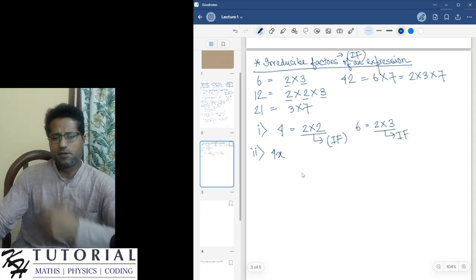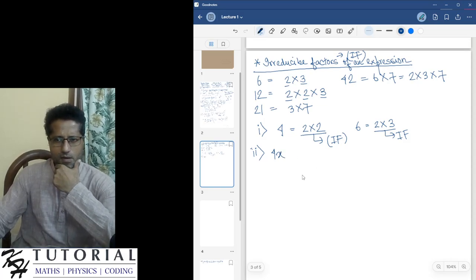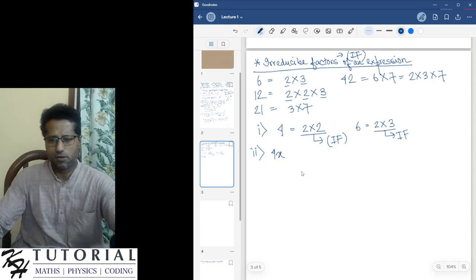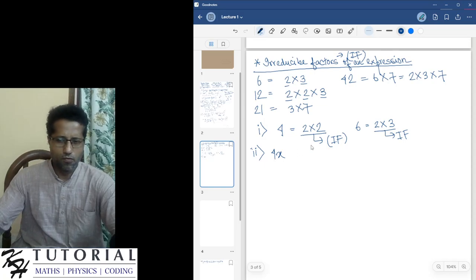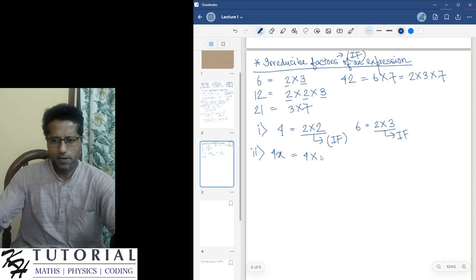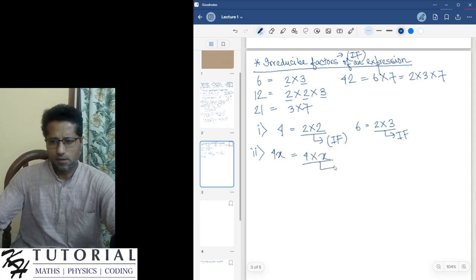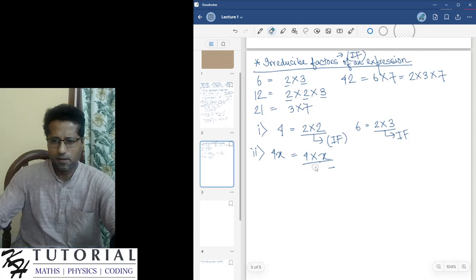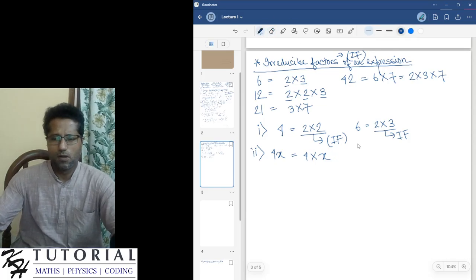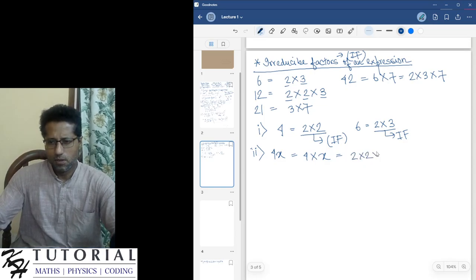4x. Is this an irreducible factor? No, it is not an irreducible factor because we can further create factors from 4x. That is, we can write it as 4 into x. Now this is also not an irreducible factor because we can further create factors from 4. So 4 can be written as 2 into 2 into x. So this is the irreducible factor.